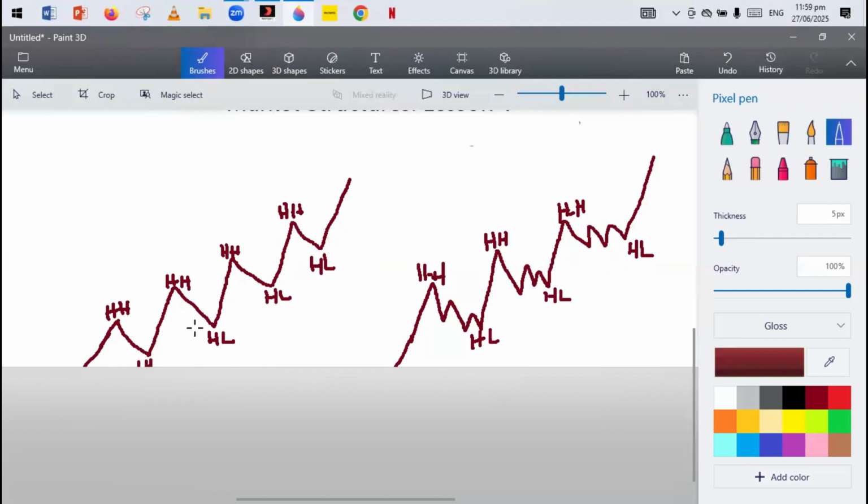So where you place your entries, it's at the higher lows. That is where you place your buys. You always place your buys at the higher lows. Higher lows, that is where you place your buys there. So in this market, we are only placing buys. This is an uptrend.